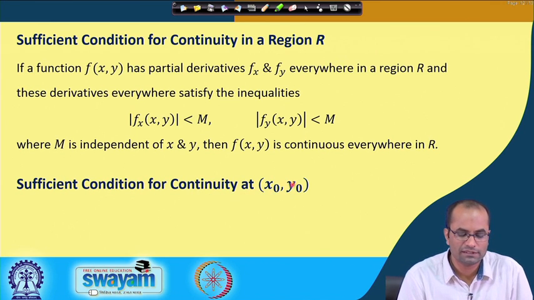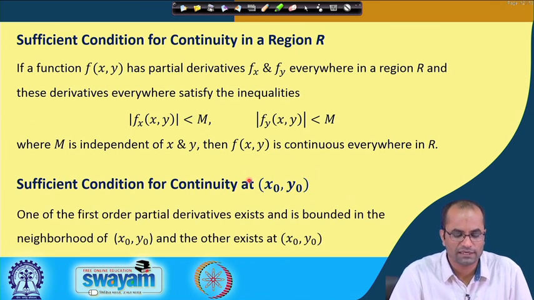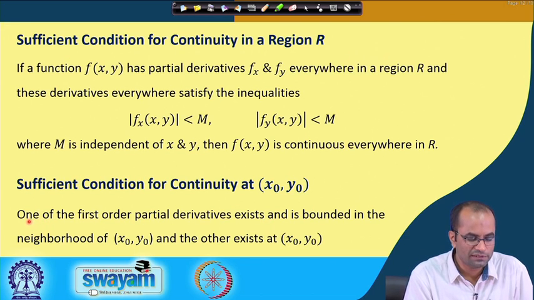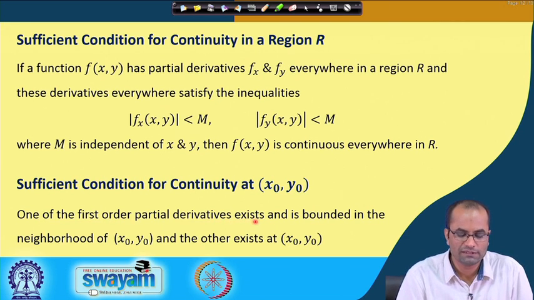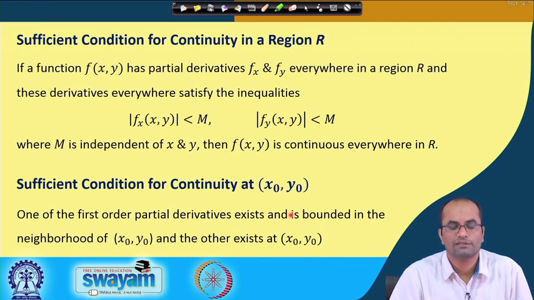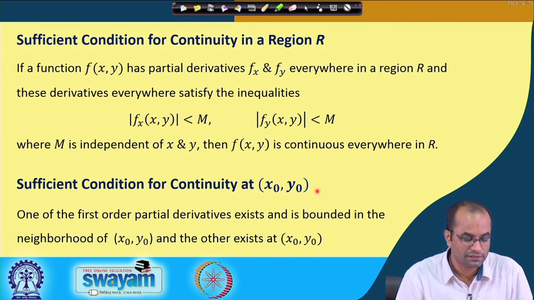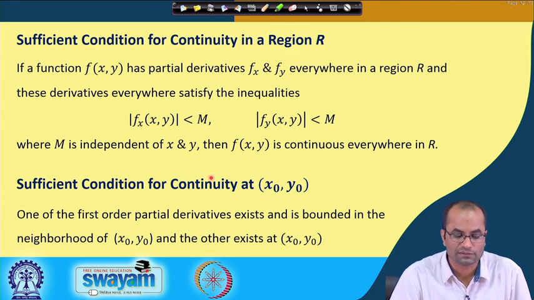And we can also have a sufficient condition to discuss the continuity at (x naught, y naught). So, here if one of the partial derivatives exists and is bounded in the neighborhood, so here we have to talk about the neighborhood, and the other one exists at this (x0, y0) point, then also we can say that the function is continuous at the (x naught, y naught) point.